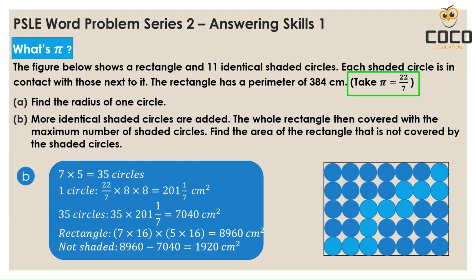Hence, area of 35 such circles is 35 times 201 1/7 equals 7,040. We actually got a whole number here. Area of the rectangle is 7 times 16 times 5 times 16 equals 8,960. Lastly, we use 8,960 minus 7,040 to get the area that is not covered by the shaded circles, which is 1,920.